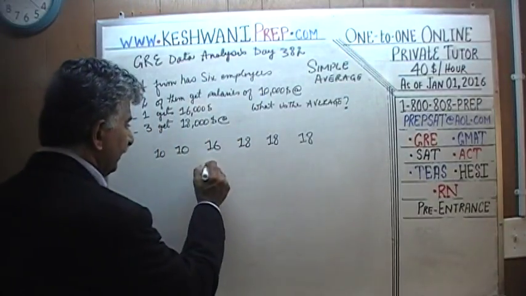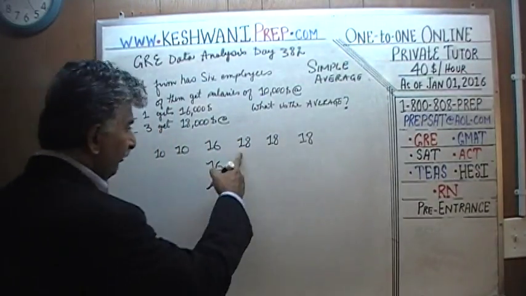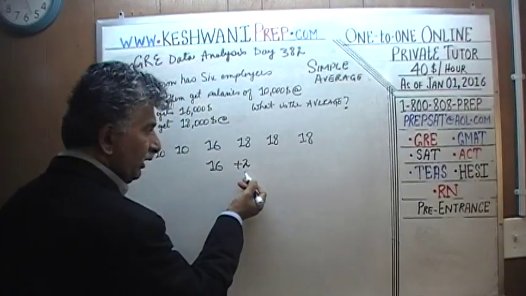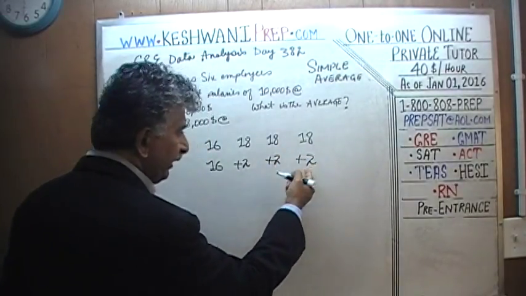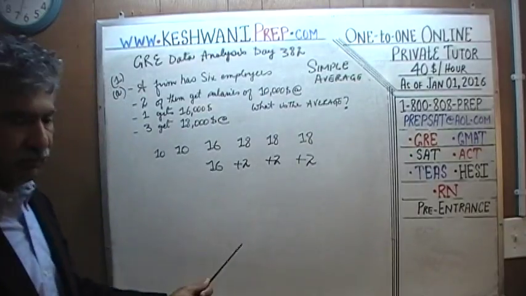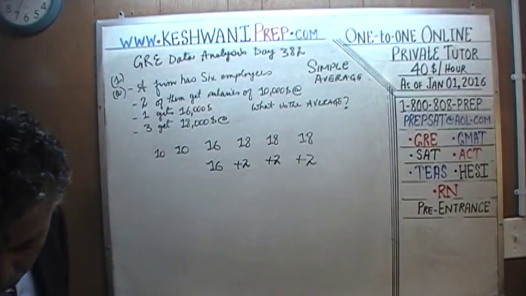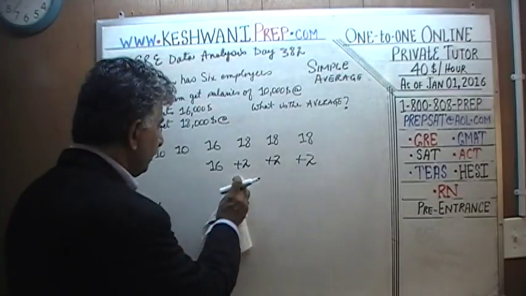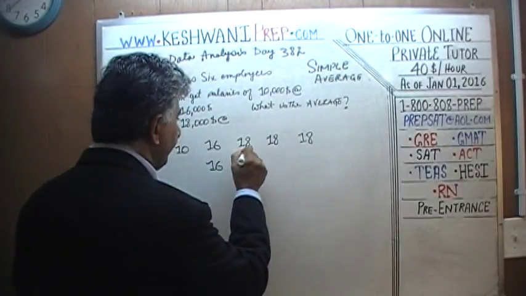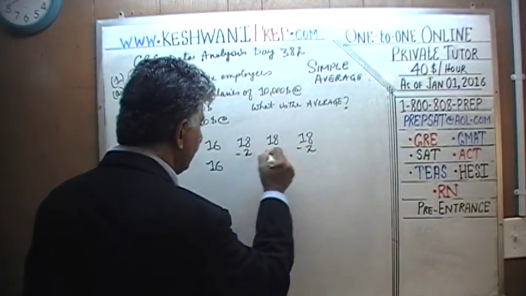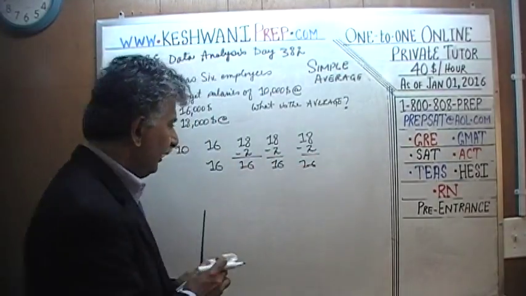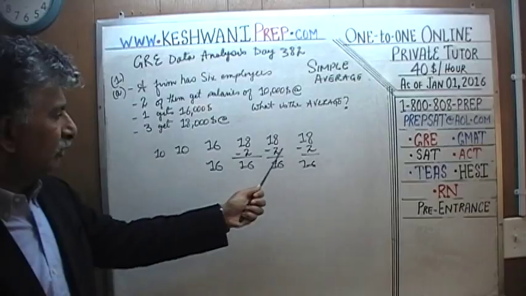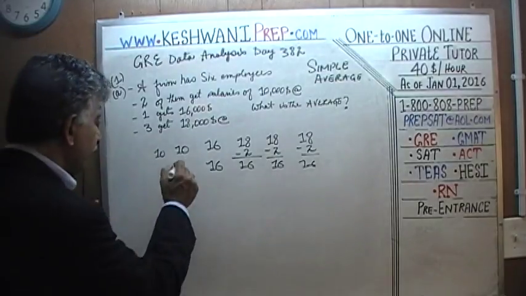If the average is 16, then this guy already has 16. This person has 2 more, so we can take away $2 from him. This person has $2 more, so we can take away $2 from him. Same for this one. Now they're all 16. We have 2 plus 2 plus 2, so $6 left over. Let's give it to this guy.